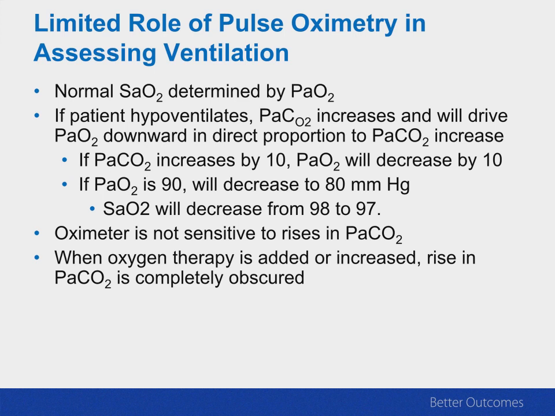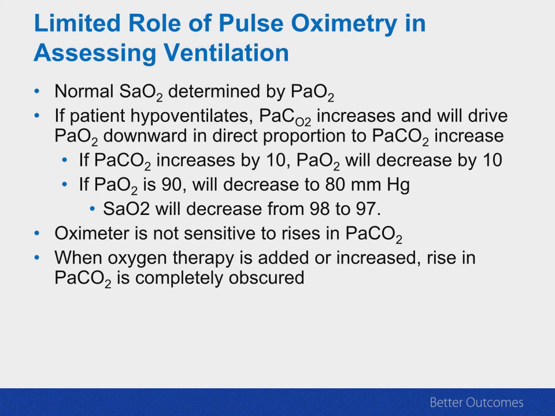Well, what that will do is displace oxygen by the same amount, 10. Now, based on the oxyhemoglobin dissociation curve, let's say the PO2 was 90 to start with and it decreases to 80. Both clinically okay. That would cause the saturation to drop from 98 to 97%. Again, that's from the oxyhemoglobin dissociation curve. That wouldn't raise a concern. As a bedside clinician, you wouldn't even note a change of 98 to 97. So the oximeter is not sensitive to changes in the arterial carbon dioxide level.